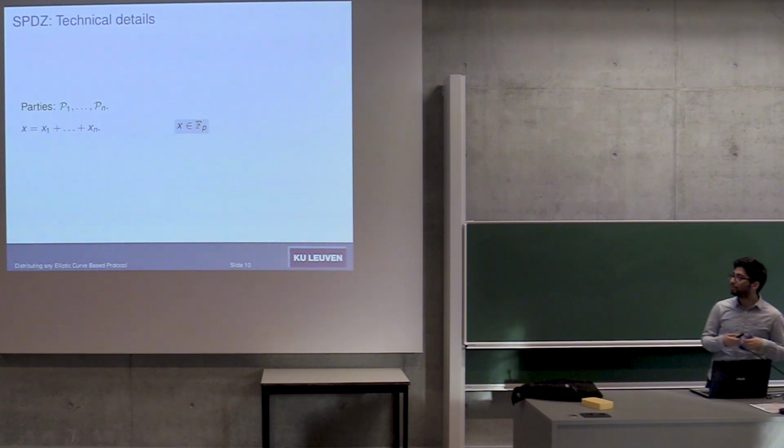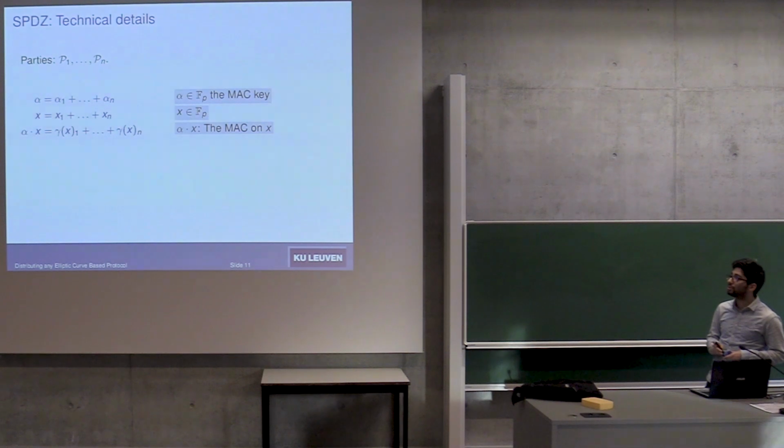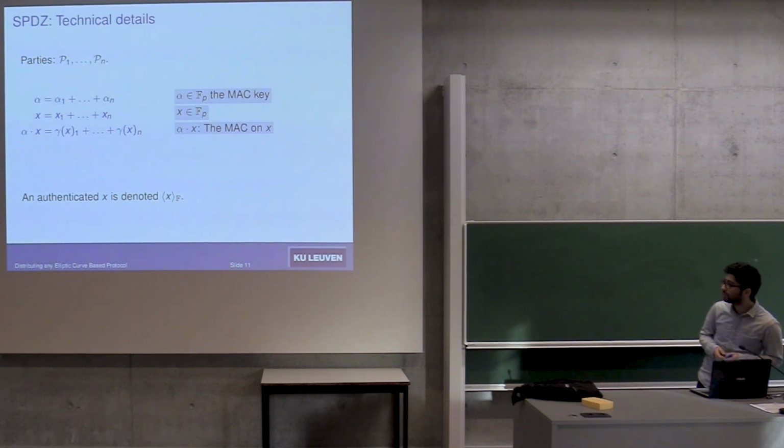And then we need a form of authentication. We need a way to avoid letting the players change their share of some value. And so in SPDZ we introduce what we call a MAC key. It's a value from the field, and the authentication of x will be alpha times x. And so every player will hold as well a linear share of alpha x. And from now on we'll denote non-authenticated x as x between brackets with F as a subscript.